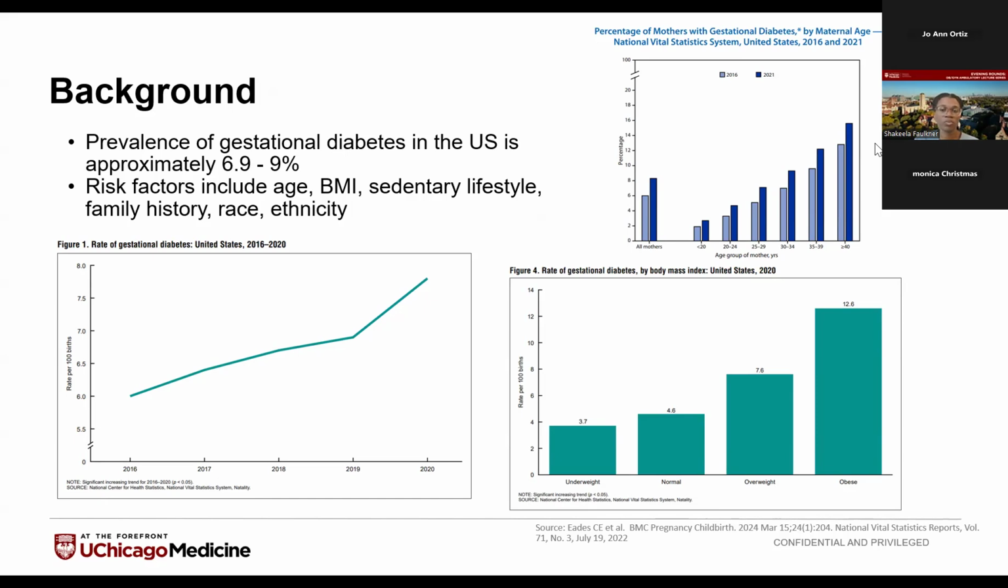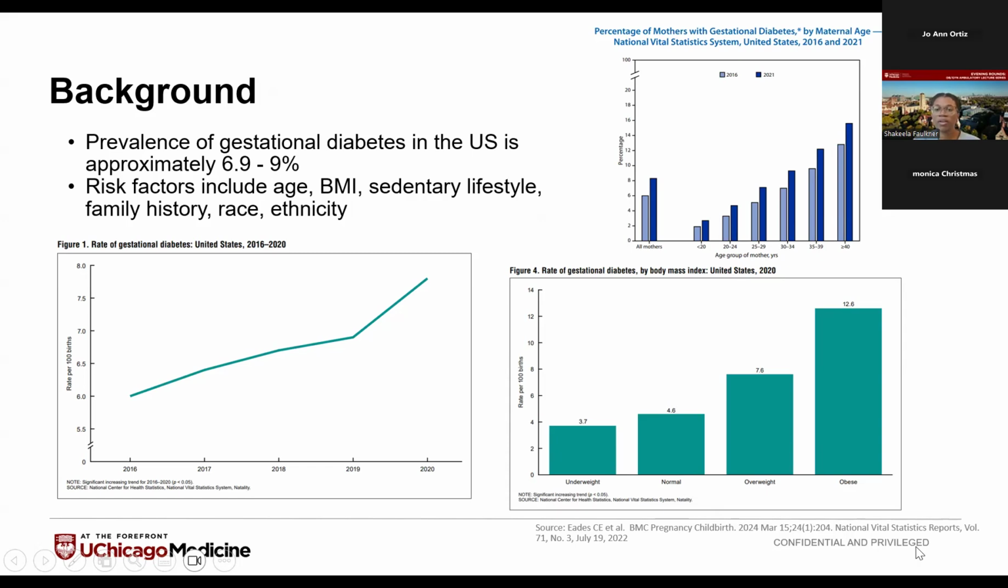Just looking overall at how trends have changed over the years, we can see that there is a steady rise with quite a steep increase after 2019. And these rates are per 100 births, so you can think of it as just a straight percentage. This is landing around 7.75, so within that range that I mentioned before.